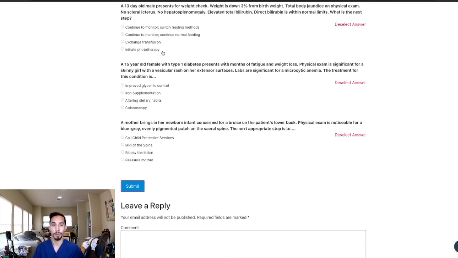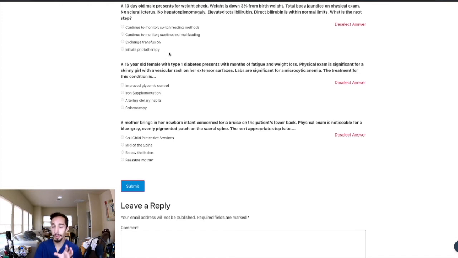So, just a review. 13 days old. Weight is a little down, 3%. What did we just say about weight being down? Sometimes it's fine. Jaundiced, elevated bilirubin, largely indirect since the direct is normal, and otherwise fine. What's the next step? Right. Just continue to monitor, continue normal feeding.